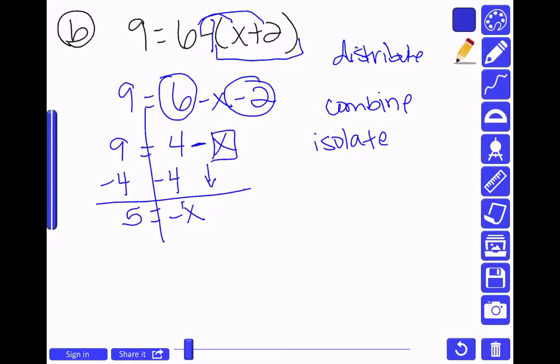I still need only x by itself. I don't want negative x. Remember, this is a negative 1 coefficient. So I'm going to divide by negative 1. So now x equals negative 5.